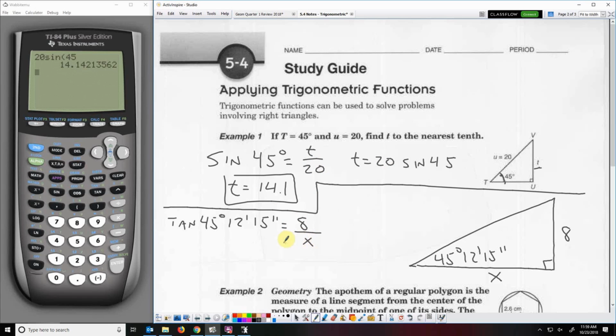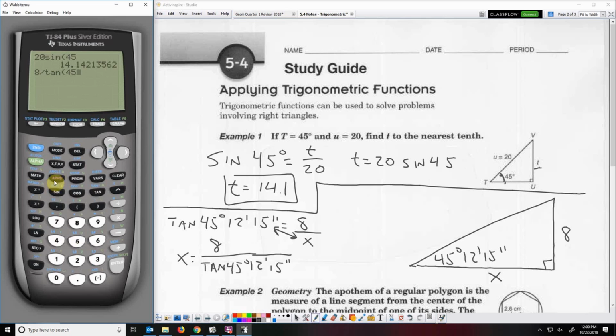This time I've got the variable in the denominator, and because of one rule of proportions, which this right here is over 1, so it makes it a proportion. One rule of proportions is that I can always switch diagonally. It's just a shortcut, otherwise I would be multiplying both sides by x, then dividing both sides by tangent 45 degrees, 12 minutes, 15 seconds. So the shortcut, I'm just going to switch those, so I get x equals 8 divided by tangent 45 degrees, 12 minutes, 15 seconds.